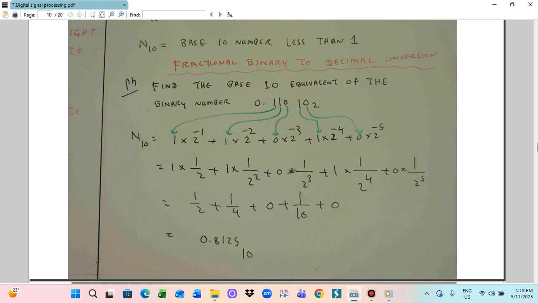So we solve another problem. Find the binary, octal and hexadecimal equivalent of 0.3125 base 10. So we have to calculate.